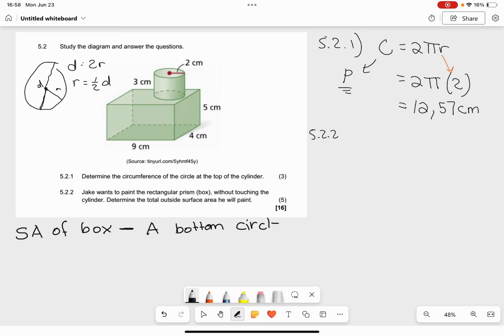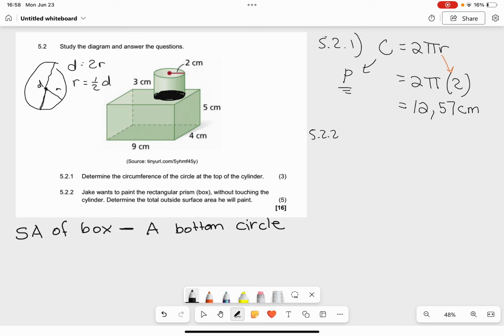Do you guys understand that I won't be painting that circle that's touching this circle here? Jake won't be painting the circle here, because it's touching the cylinder, so there's no way he can reach that circular part. So we're going to calculate the surface area of the whole box, and then we're going to calculate the area of the bottom circle, and minus the area of the bottom circle from the surface area of the box.